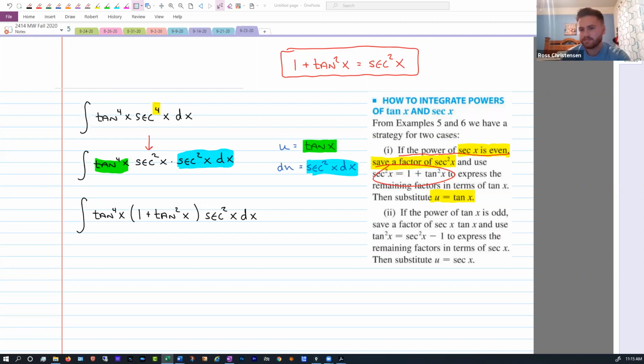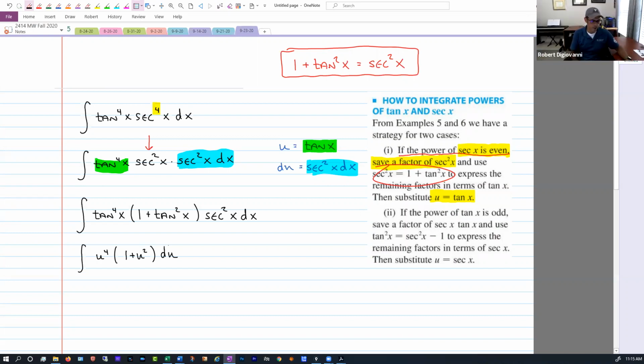Okay, Ross. So you're with this up to this point? Are you good? Yes, sir. Comfortable? Okay. So how would this integral be transformed now? So we then make it the integral of u to the 4th, and then parentheses 1 plus u squared, parentheses du. There we go. And then how do you want to handle that?